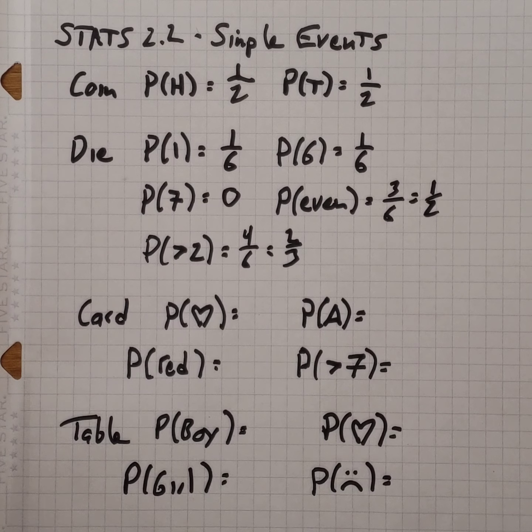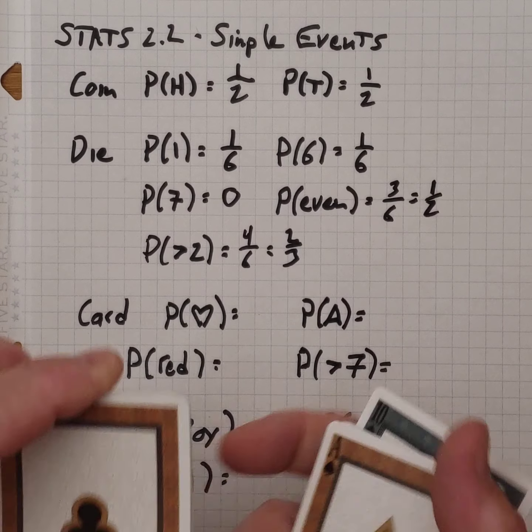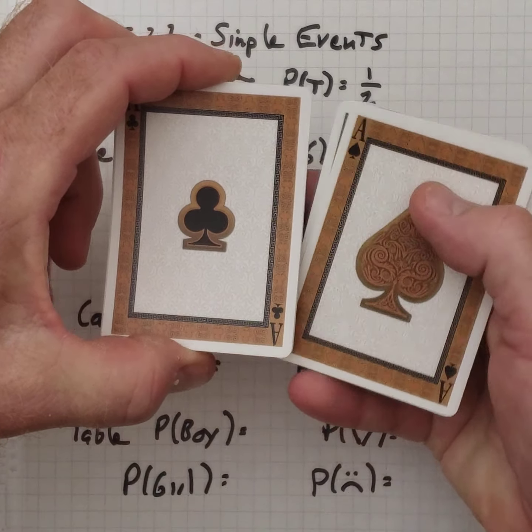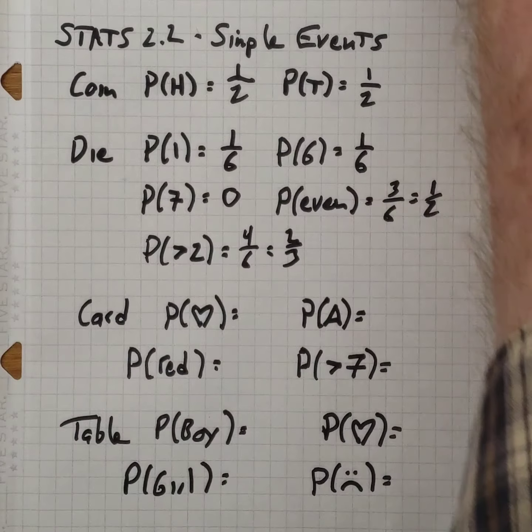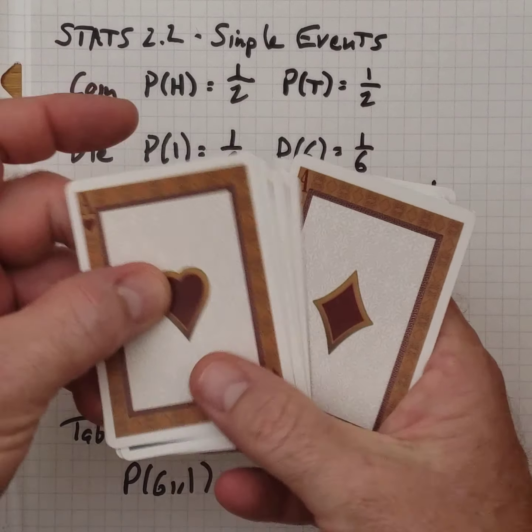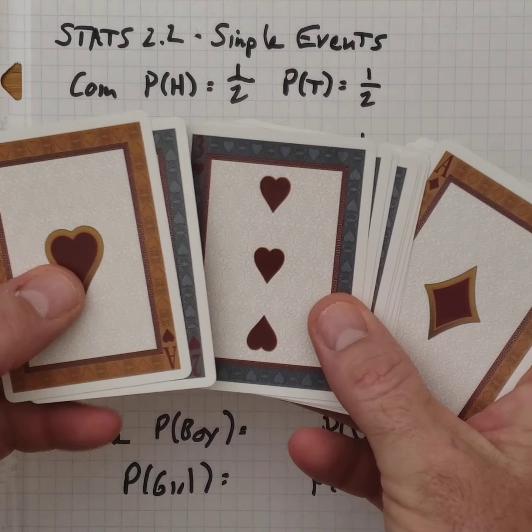Also, I did a color sample on here. Clubs and spades are black. The suit is in black on the cards. And then diamonds and hearts are red.